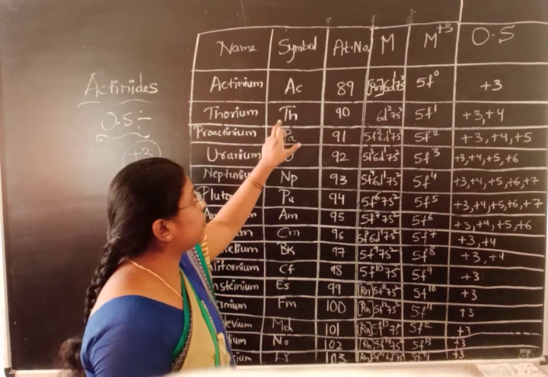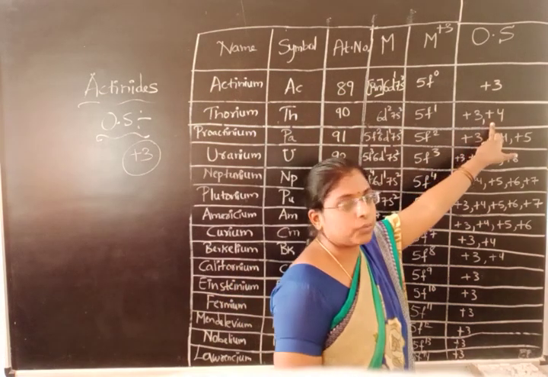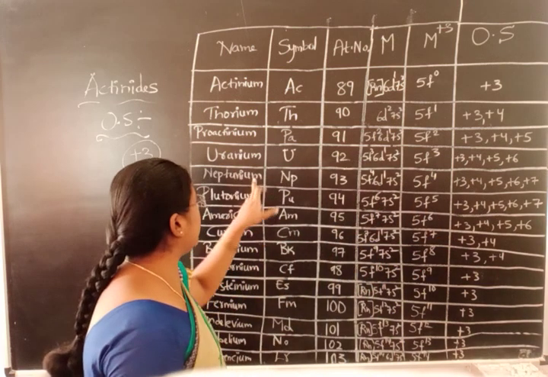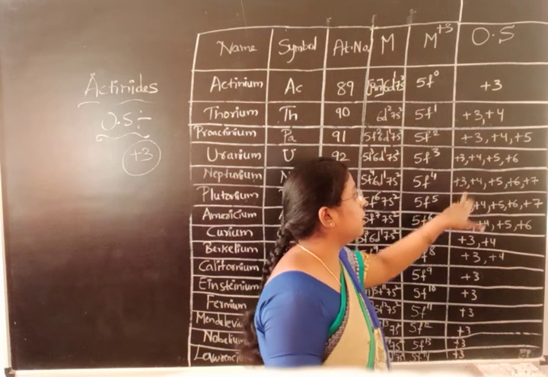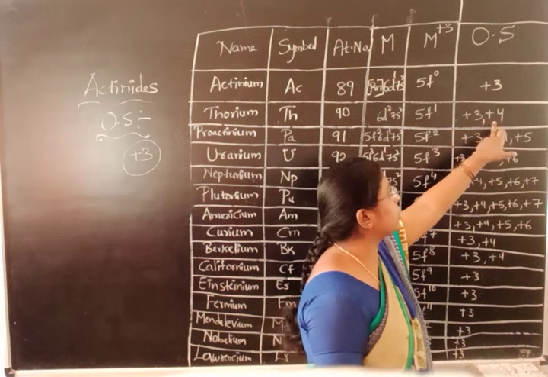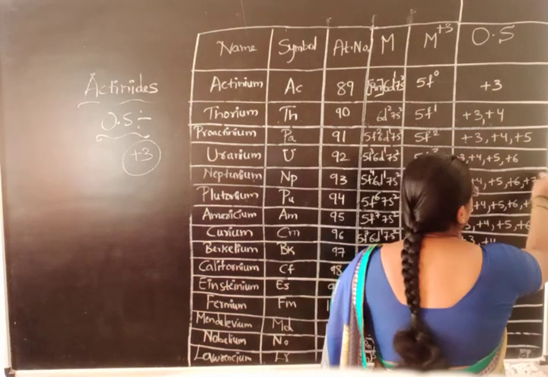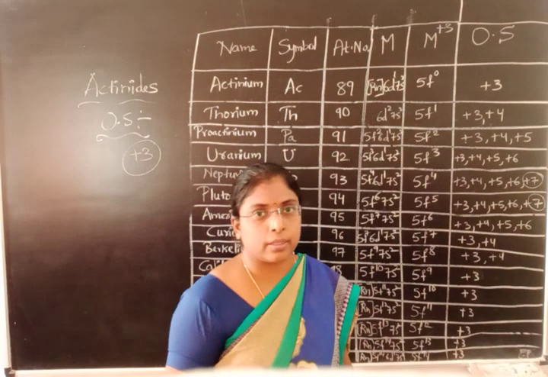When you move from thorium, it has +4. From thorium to neptunium as well as plutonium, there is an increase in the oxidation state. Thorium has +4 oxidation state. Neptunium and plutonium have oxidation states from +3 to +7.